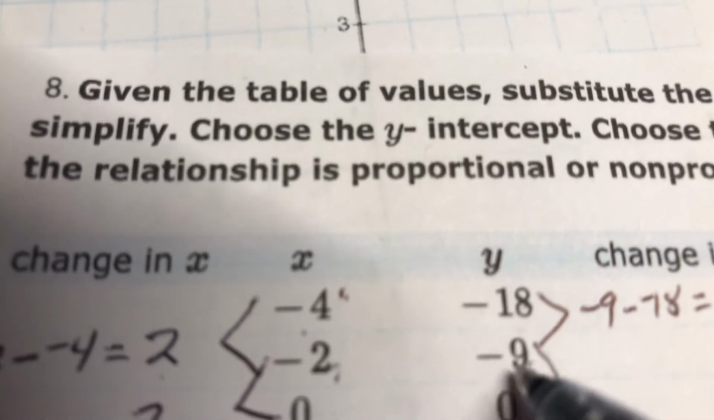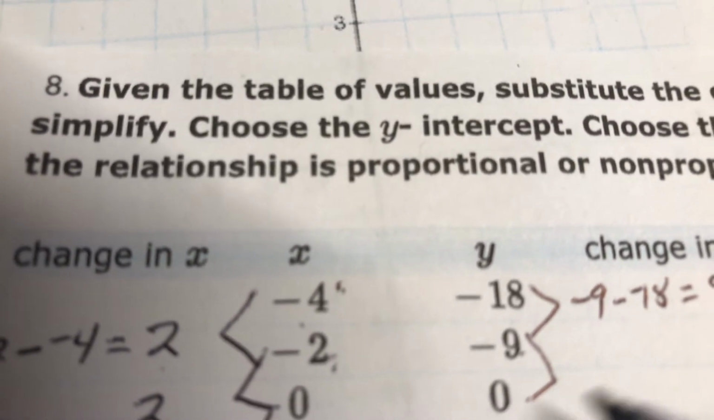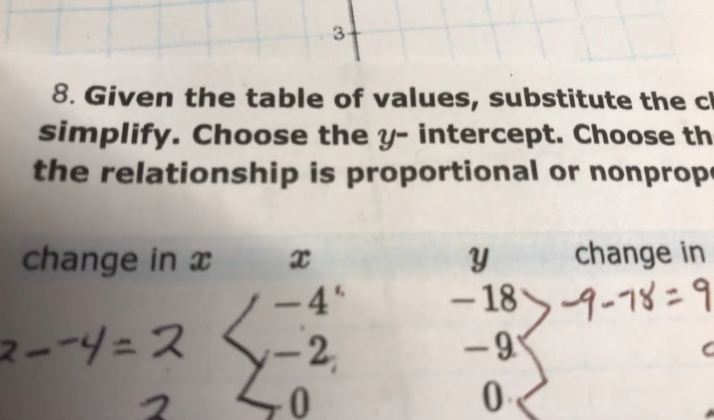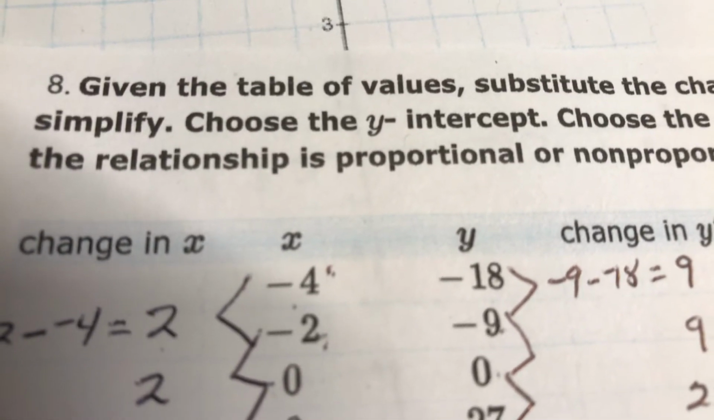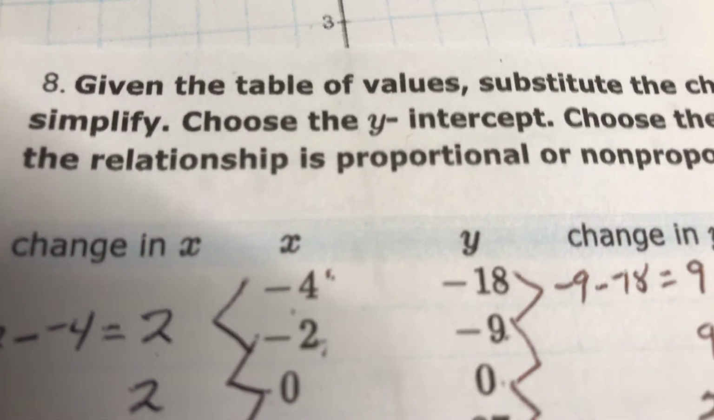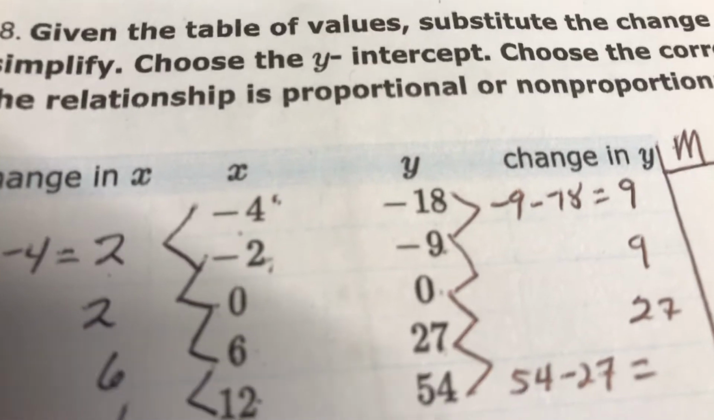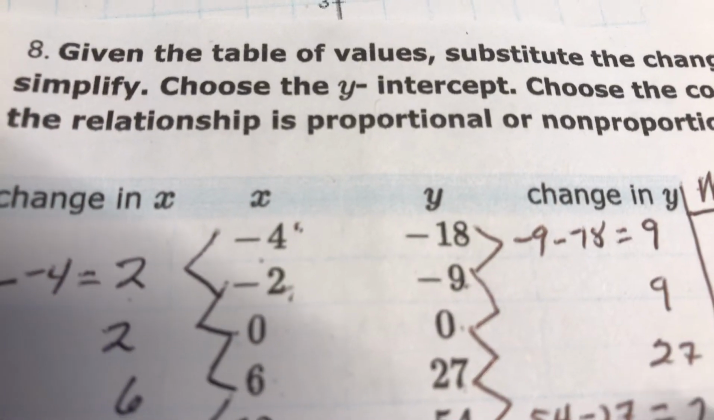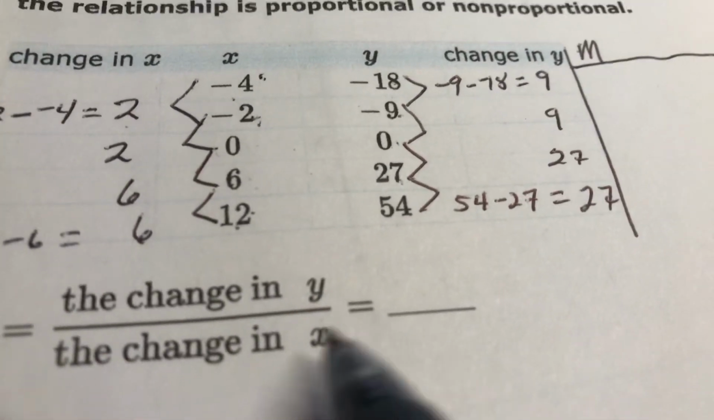You can do mental math, going, okay, I'd have to add 9 to that to get to 0, so I'm going to get 9. Here, obviously, I have to add 27. Here, maybe I don't know this in my head, 54 minus 27 is, I think, 27. I did this problem earlier, but don't want to make a mistake. Yeah, I was right, 27. Okay, so right here they're showing you the change.